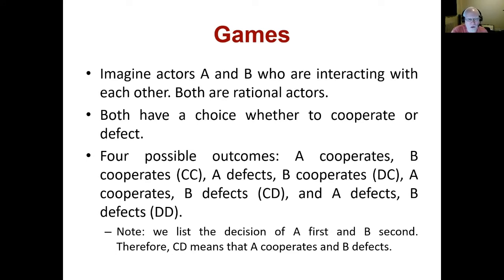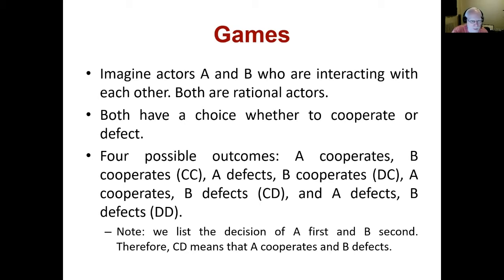So if you have 2 actors with 2 choices, you have 4 possible outcomes. A cooperates and B cooperates, and we represent this as CC for cooperate, cooperate. A defects and B cooperates, and we represent that as DC for defect, cooperate.